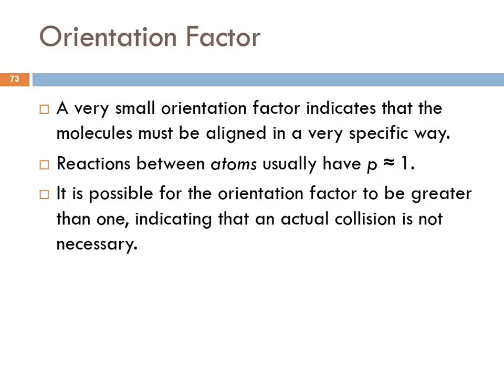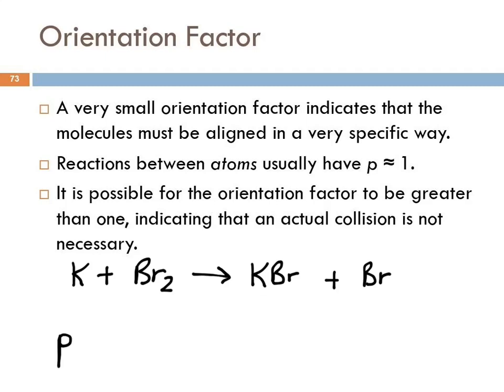It gives the example, I'll write it on here because that's faster, of potassium. This is in the gas phase. Potassium atom reacting with the bromine molecule to form potassium bromide and bromine atom. And it says the orientation factor for this is 4.8. So on the face of it, that really doesn't make sense at all.